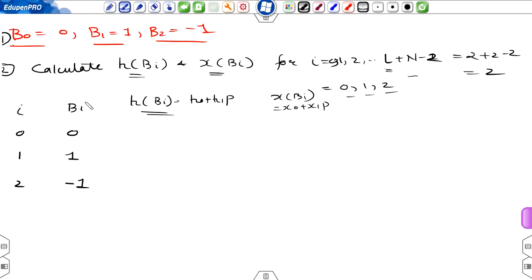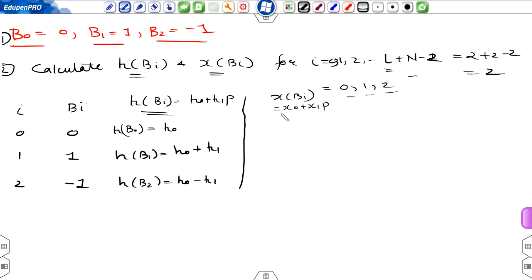So for i equal to 0, beta i is equal to 0, so h of beta 0 will be h0. For i equal to 1, beta i is 1, so h of beta 1 will be equal to h0 plus h1, putting p equal to 1. And for i equal to 2, beta i is equal to minus 1, so h of beta 2 is h0 minus h1. Similarly, we will calculate x of beta i. So x of beta 0, putting p equal to 0, is x0, x of beta 1 will be x0 plus x1, and x of beta 2 will be x0 minus x1.